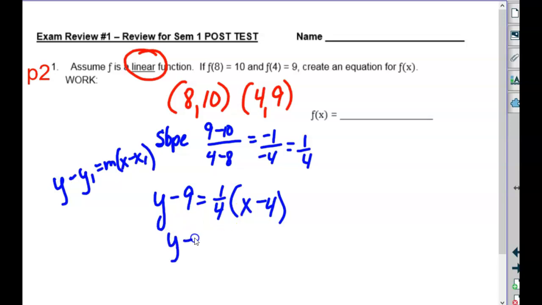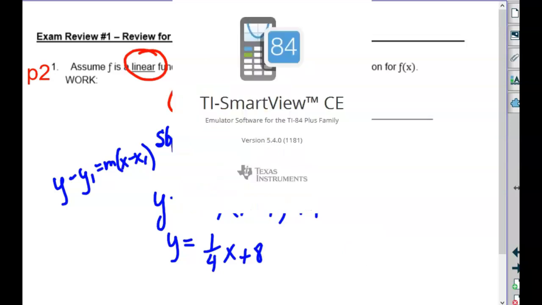And you'd have to distribute this and then add the 9 over here. So you'd have 1/4 x minus 1 plus 9 would be plus 8, I think. My little shortcut, anybody know what I'm going to do?